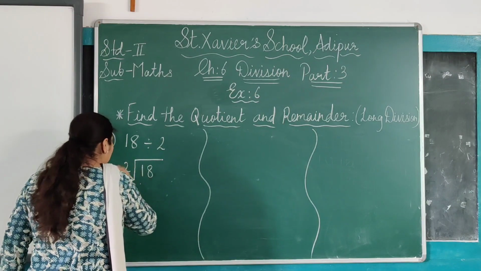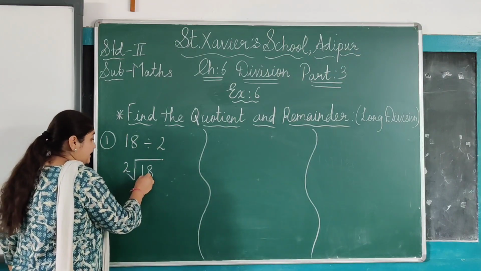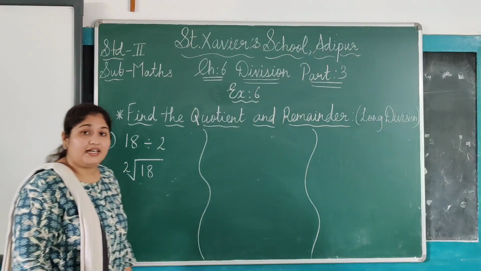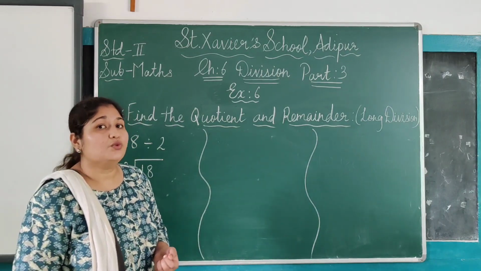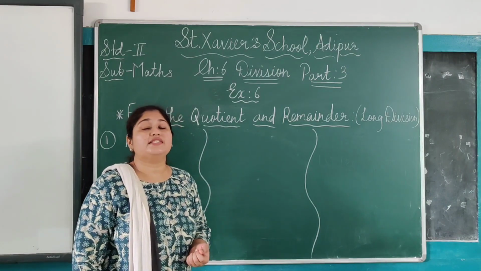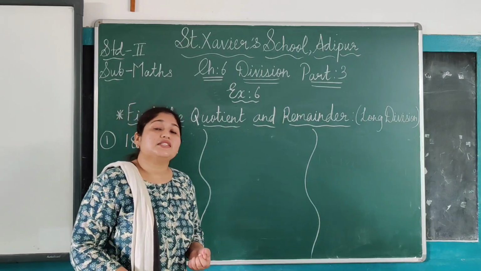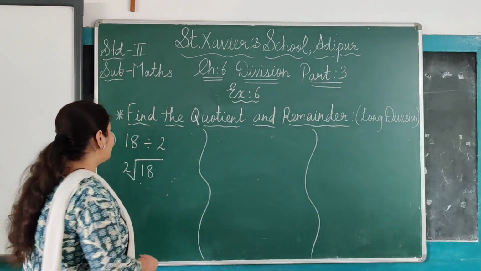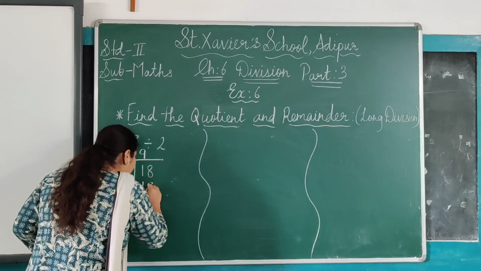So here is 2. Now students, see, in the table of 2, 18 आता है. सोचो 2 के टेबल में 18 आता है. Yes, आता है. कितनी टाइम्स आता है? Let us start. 2 1s are 2, 2 2s are 4, 2 3s are 6, 2 4s are 8, 2 5s are 10, 2 6s are 12, 2 7s are 14, 2 8s are 16, 2 9s are 18. So this 9 and here we will write down 18.